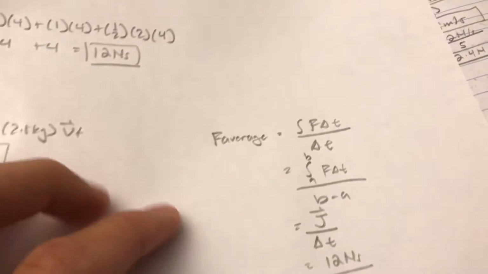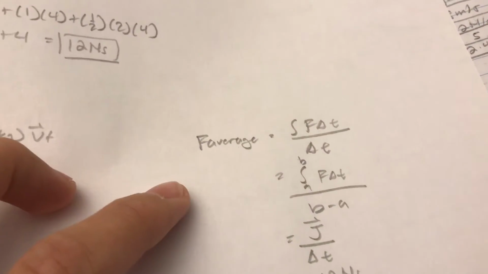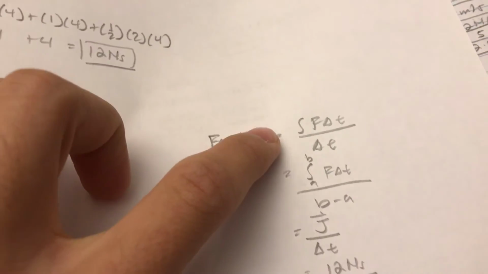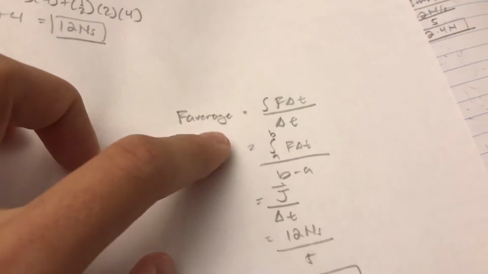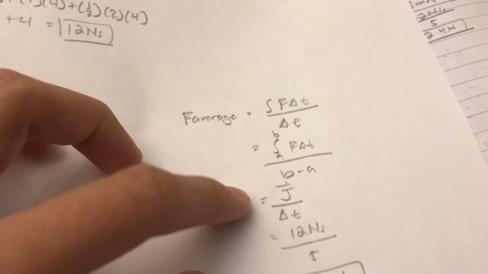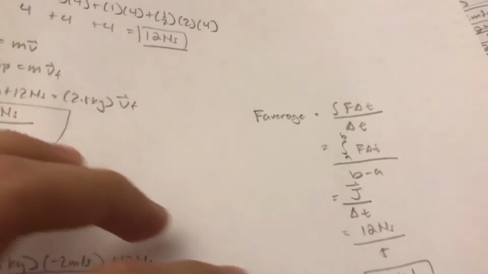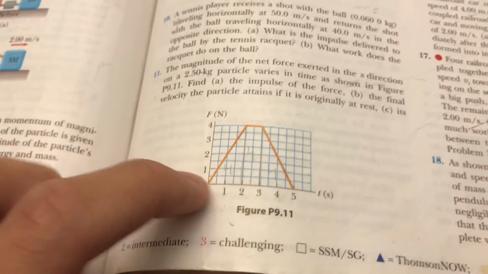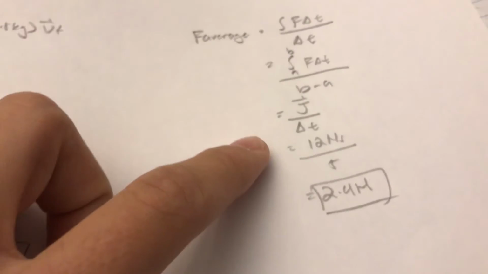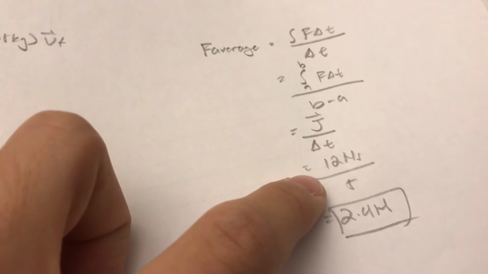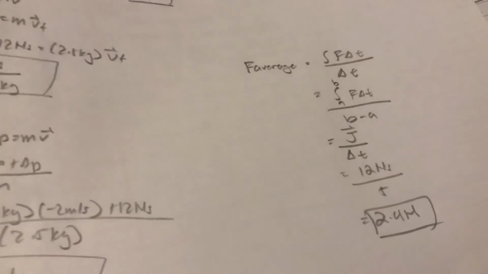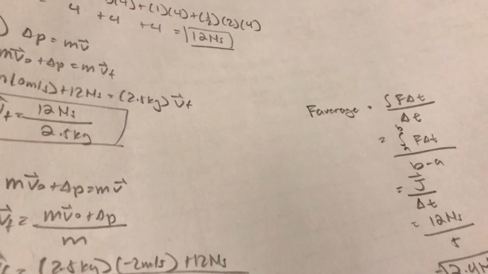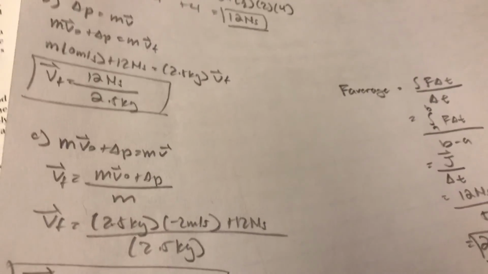What you have to keep in mind is the average force is just the impulse divided by the change in time, and these are just different notations for that. The impulse we solved in part A, and the change in time you can just see from the graph extends from 0 to 5 seconds. So 12 Newton seconds divided by 5 seconds is equal to 2.4 Newtons. So that's how you do problem number 11 in the chapter 9 homework.